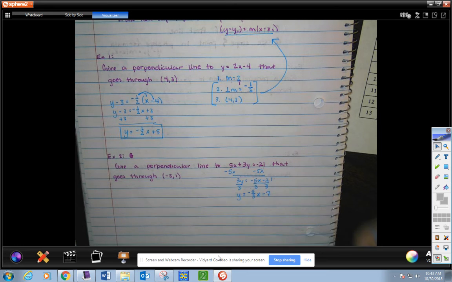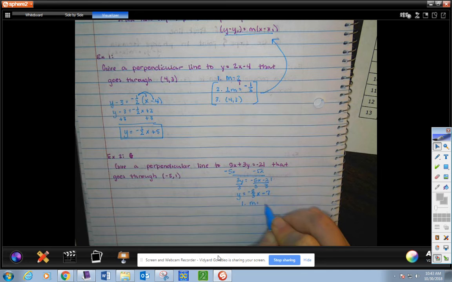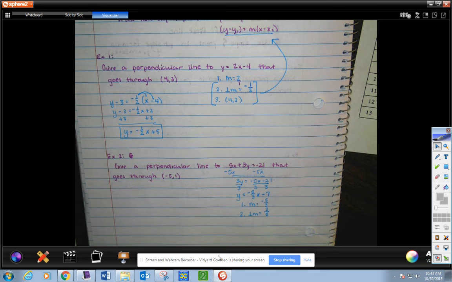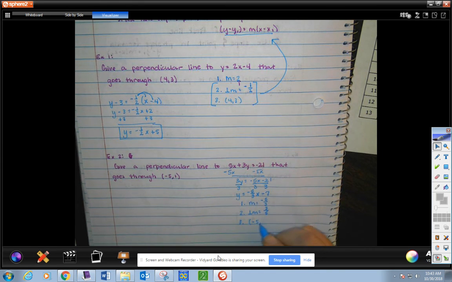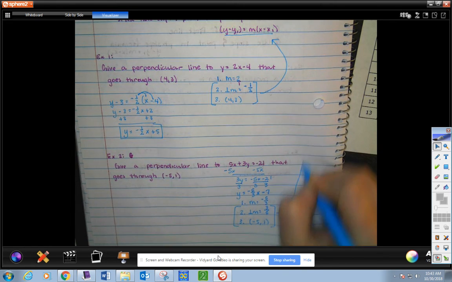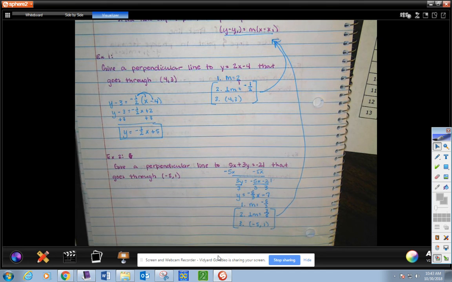Okay, now that you have this in y equals, you've got step 1. Step 1 is to find your slope. Well, slope is negative 5/3. Step 2 is to find the perpendicular slope, the opposite reciprocal. So if it was negative, I make it positive, and I flip my fraction to 3/5. So I went negative to positive and flipped the numbers. Step 3 is to use the point that they gave you, negative 5, 1. I'm going to put a bracket around 5 and 1 because that's what I'm plugging into this formula up here.